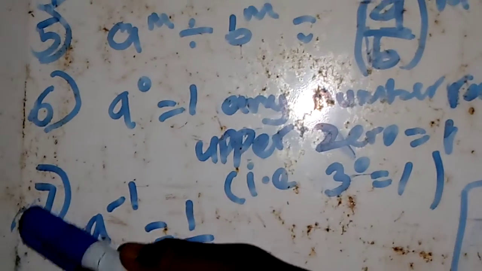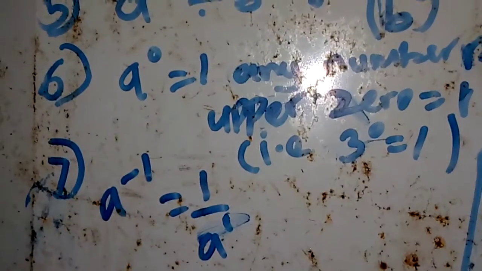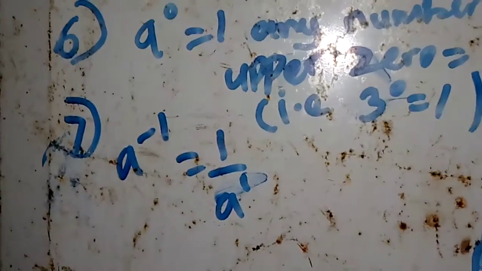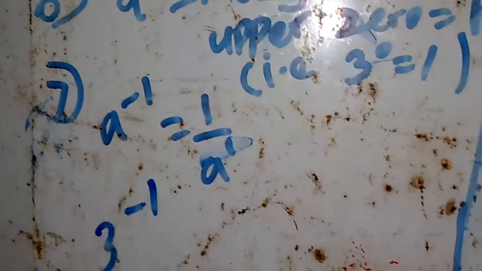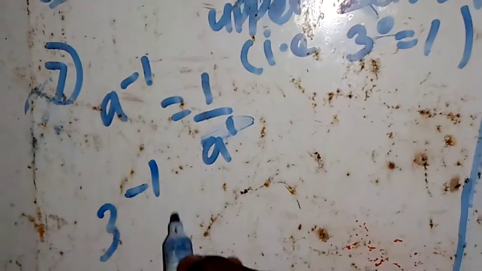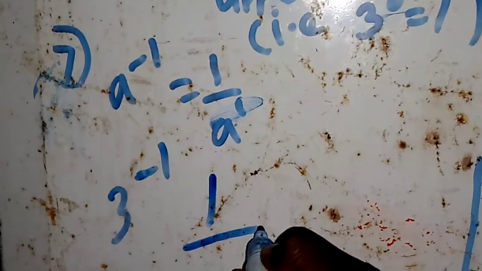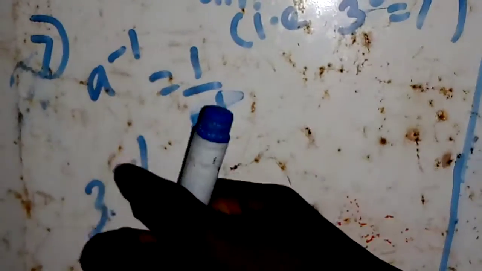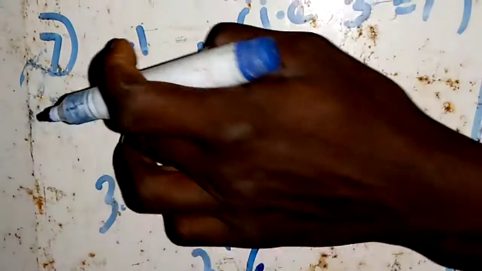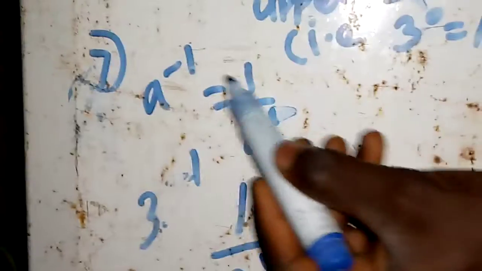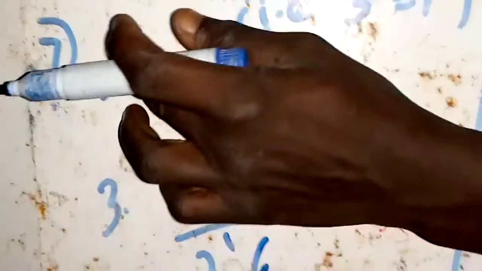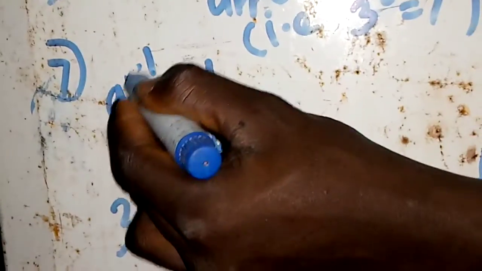Now checking rule 7. Rule 7 says that a raised to power minus 1, it may be in this form, 3 raised to power minus 1. This minus sign will turn to 1 over. And then your 3, when this has turned to 1 over, what's left is 3 raised to power 1. The same thing applies to a raised to power minus 1: this turns to 1 over, so what's left is a raised to power 1. So that is how we got that.